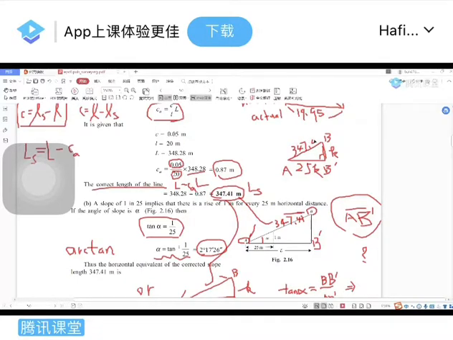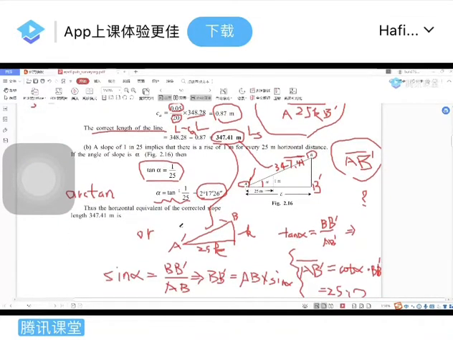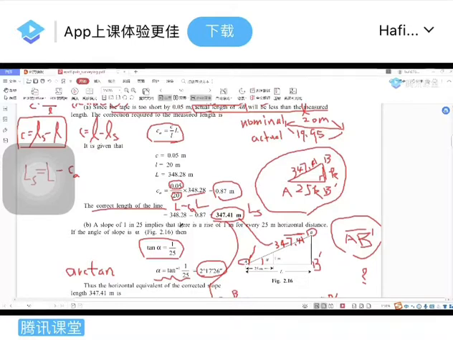347.41 squared. So by Pythagorean theorem, K squared plus 25K squared equals this number squared. And then I can solve for K, right? And then K times 25, I can get AB prime. Easy, right? Easier. We don't even have to go through tangent alpha this bit. It is not necessary.